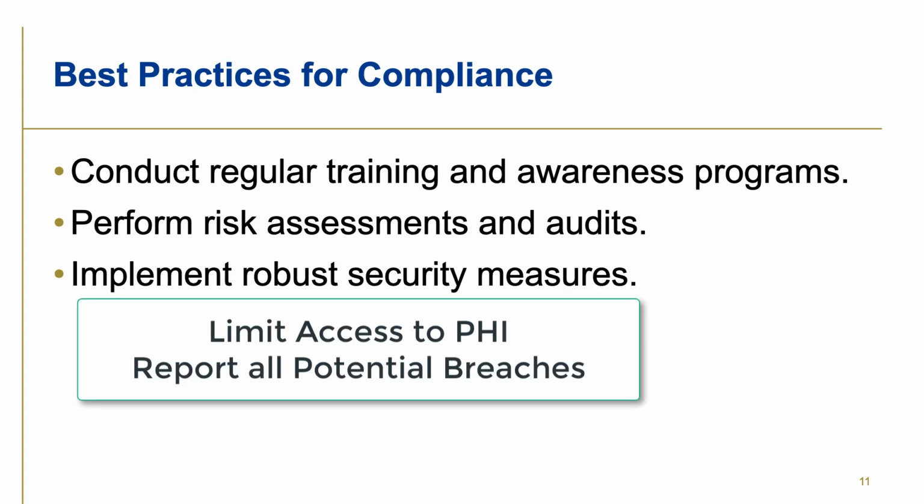To ensure compliance with HIPAA and HITECH, it's important to follow best practices, such as providing regular employee training, using strong passwords and encryption, and limiting access to PHI on a need-to-know basis. Additionally, potential breaches should be reported immediately, and regular risk assessments should be conducted to identify and address vulnerabilities.